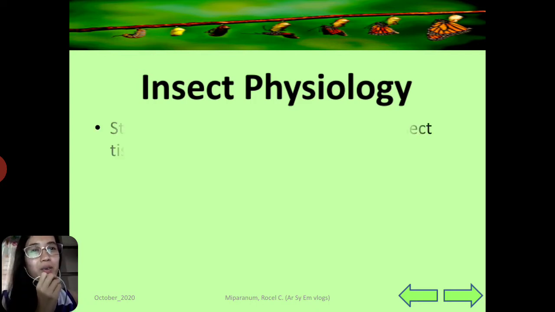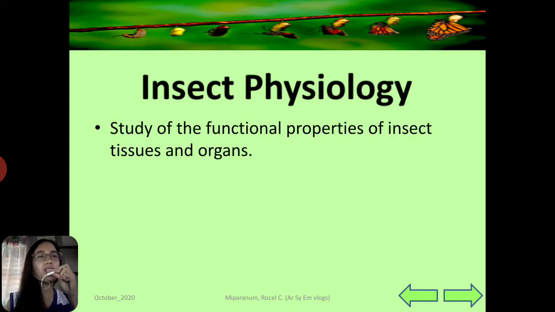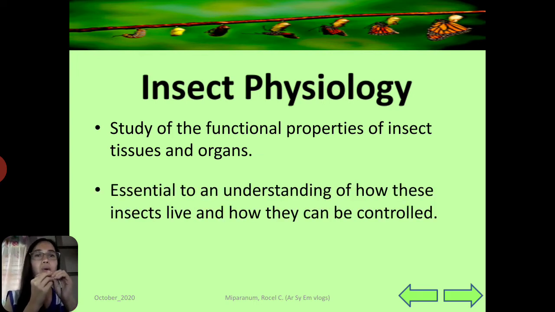According to Cotillius of 2014, insect physiology deals with the functional properties of insect tissues and organs. An understanding of insect physiology is essential for understanding how these insects live and how they can be controlled.